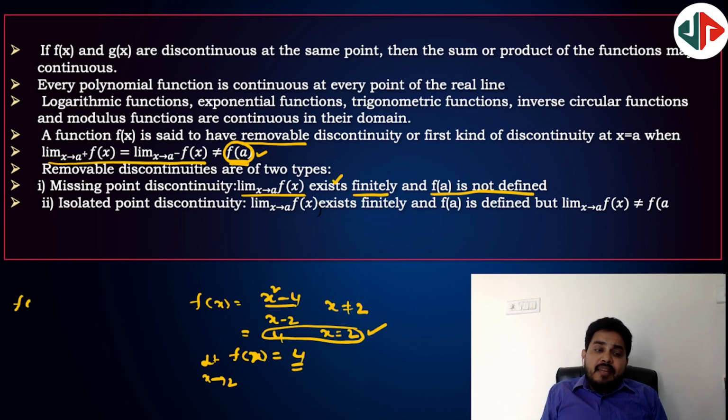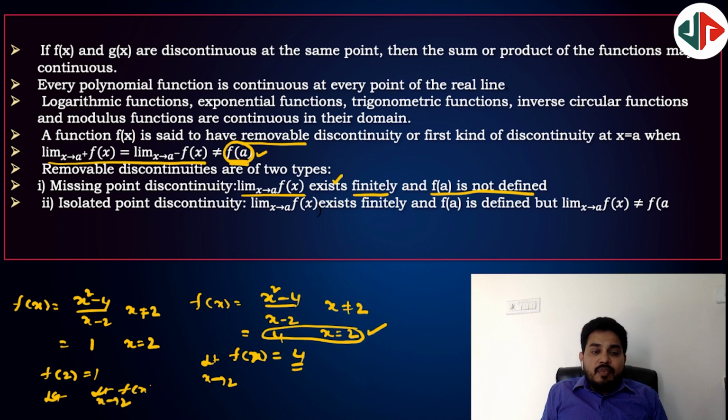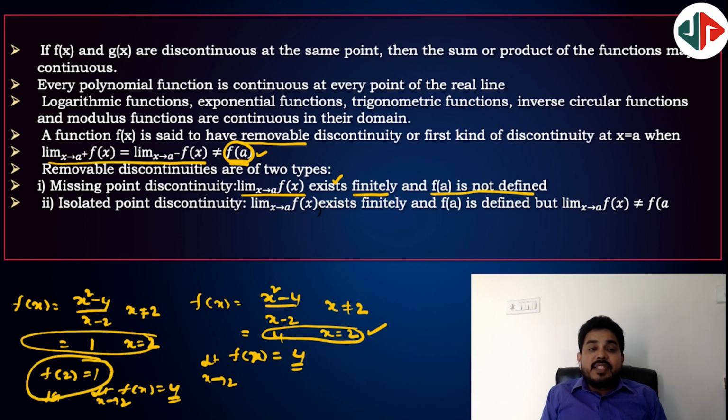Or if I say f of x is equal to x square minus 4 by x minus 2, where x is not equal to 2, and f of x is equal to 1 at x equal to 2. So what happened here? F of 2 is equal to 1. The limit as x tends to 2 of f of x is equal to 4. So the limit value is not equal to the functional value. So I need to redefine. So this is called the removable discontinuity.